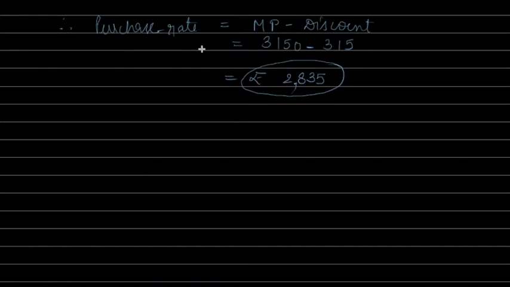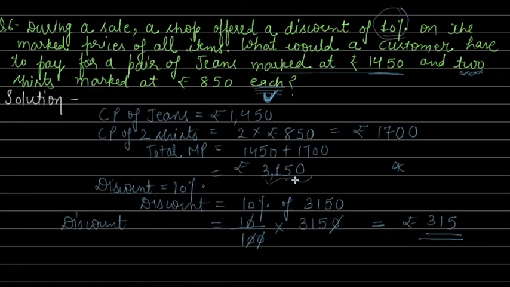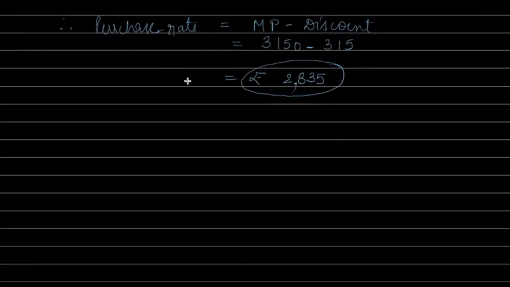So the item cost, which was actually 3,150, has a sale of 10% going on. It means you have to subtract this from the marked price, and the purchase rate by the customer will be rupees 2,835. So this was question number 6.